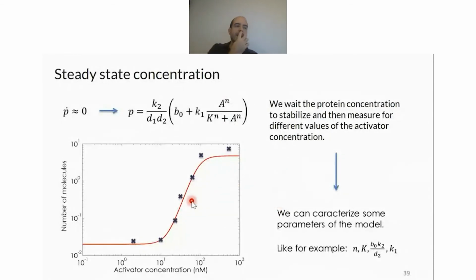So in this way, we can relate the output of our model, which in this case can be the red curve representing the amount of protein for different values of the activator, with the result that we can get in the lab doing the same kind of experiment.